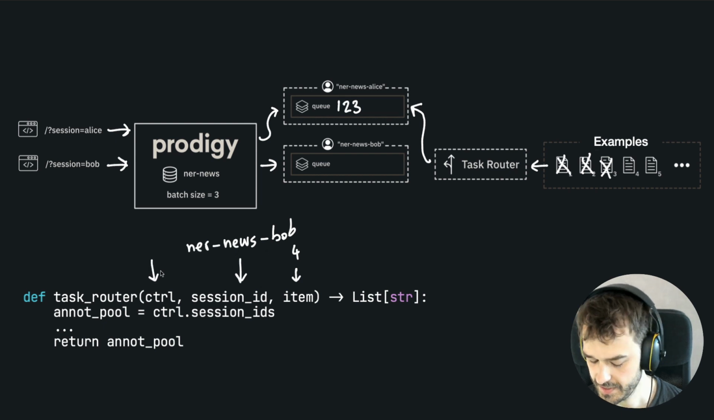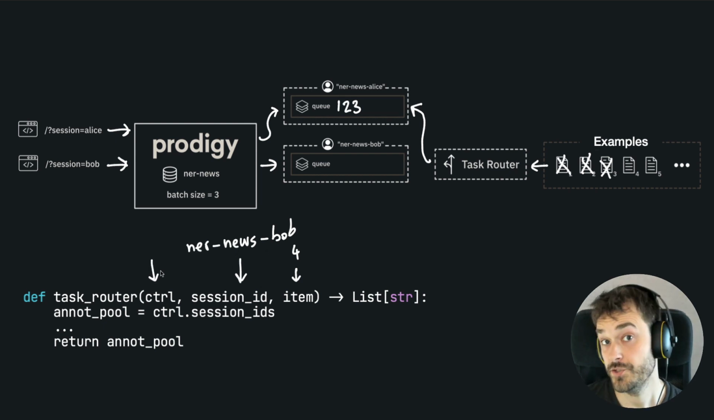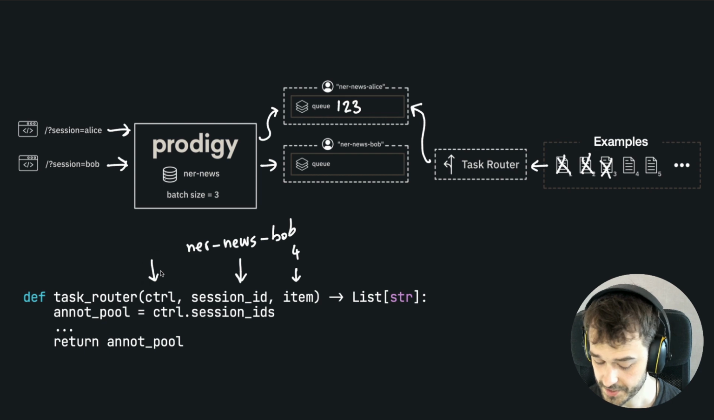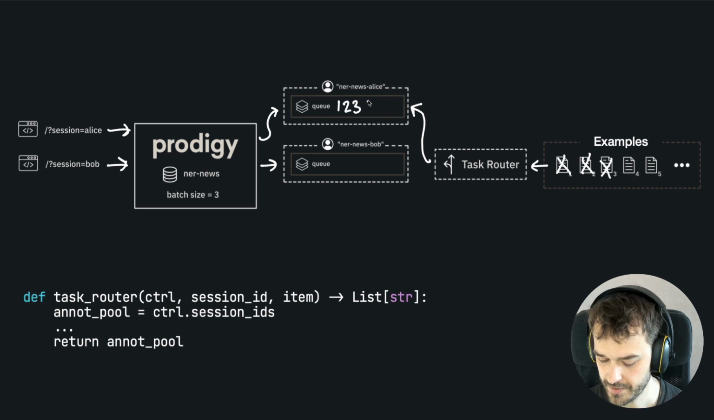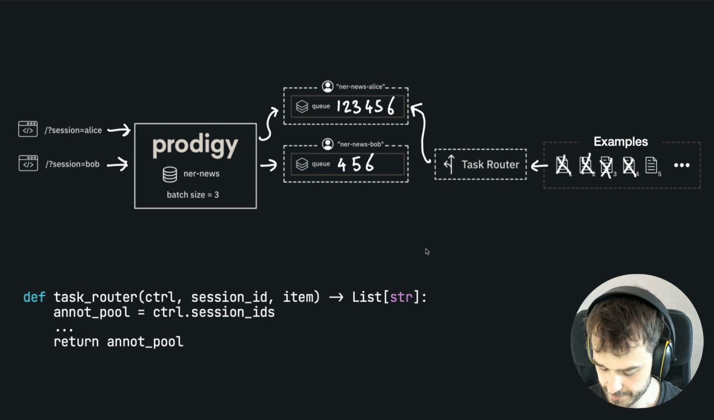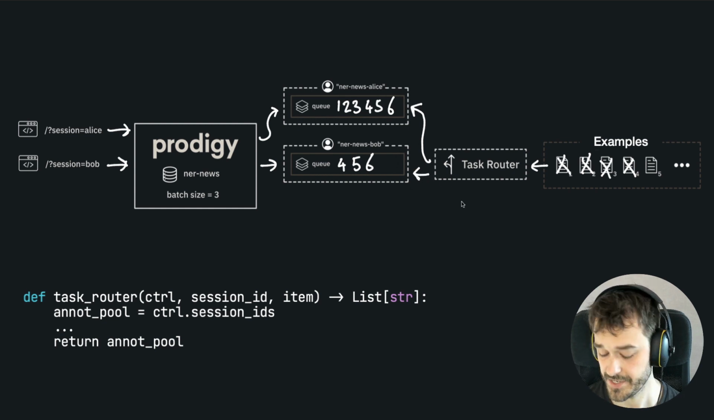But this controller at this point in time is aware of 2 sessions. So we're not just going to be routing tasks to Bob, we will also be routing them to Alice. So that would mean that Alice would get task 4 in the queue as well, just like Bob. Same with item 5 and item 6. Because only at this point will Bob have a full batch, but that also means that we have a bit of an imbalance here. Alice will have 6 items, whereas Bob will only have 3.